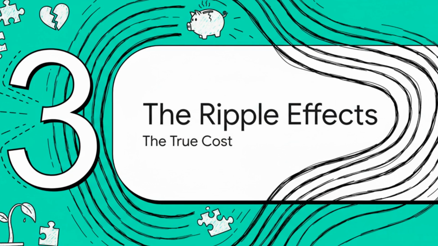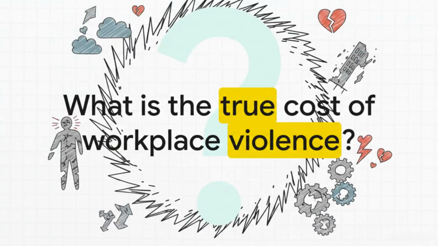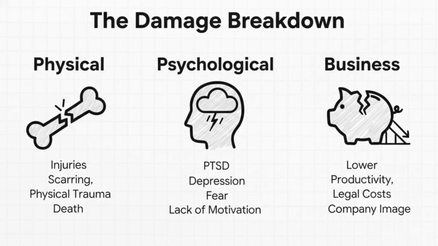So we have defined the types of threats, but that's really only half the story. The real impact is what happens after. It's like a stone dropped in a pond. The ripples of damage spread out and affect everyone. Let's look at the true cost here. So what does happen after an incident? The cost isn't just about a single event. It's more like a shockwave that hits people and the entire organization on so many different levels, and the effects can be absolutely devastating. You can really see the damage in 3 areas.